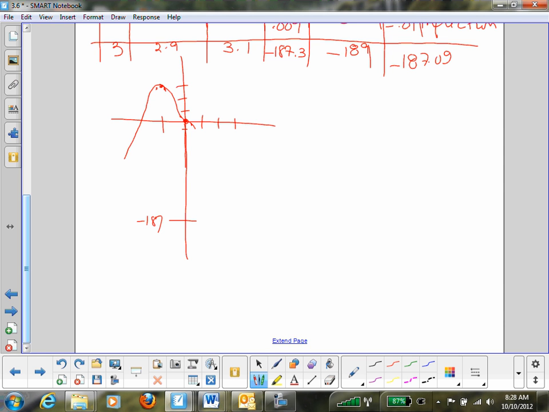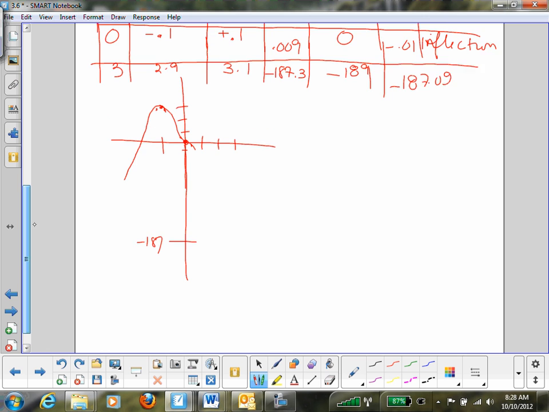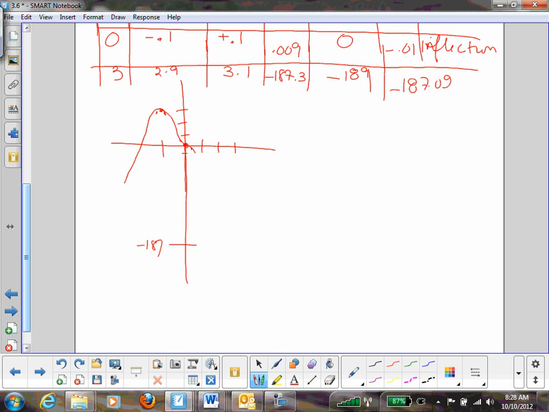Okay. You getting the same values that I'm getting? I got negative 187.3 to the left and negative 187.09 to the right. So we're dealing with negative numbers. Don't forget your feeling of what numbers are doing. A little bit to the left, and this is at 3, right? At 3, we're at negative 187. A little bit to the right, we are where? A little bit below this point or above?